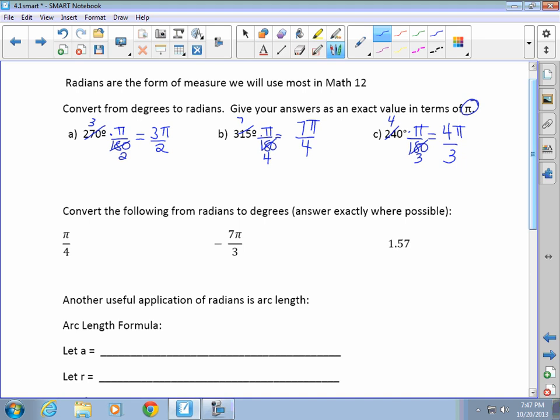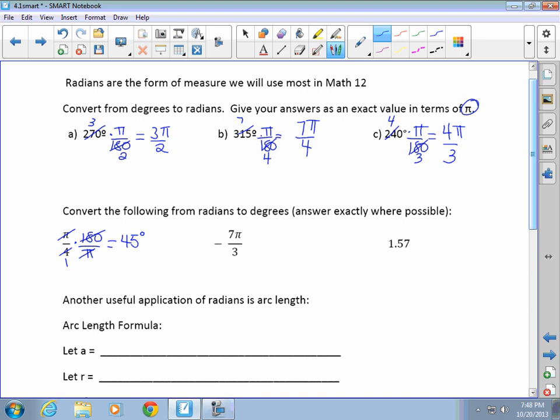So if I'm going from pi over 4, that means I'm going from my radians to my degrees. So I want to get rid of the radians, so I have to multiply by 180 over pi. So my pi and my pi will cancel. 4 goes into 4 once and into 180 45 times. So my answer is 45 degrees.